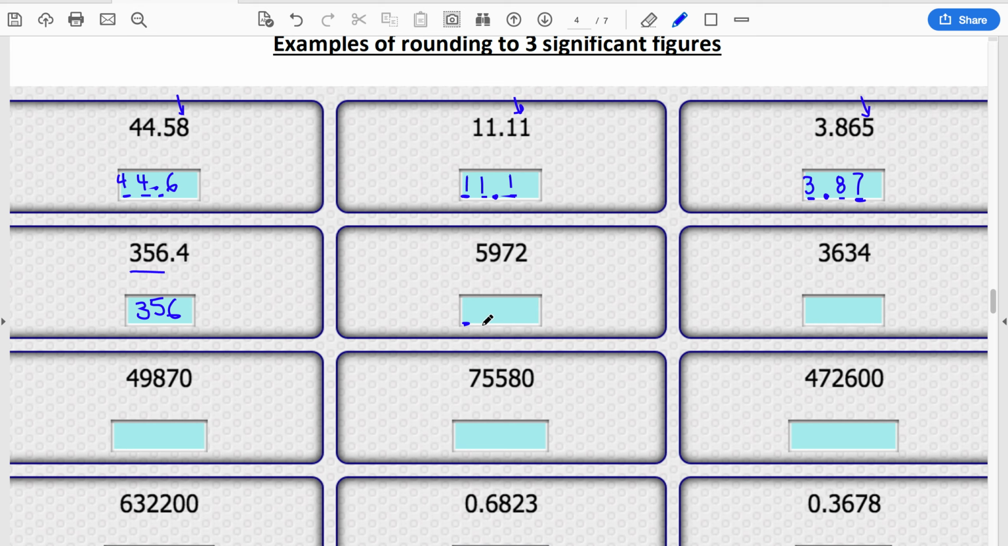This one here, I can do 3 significant figures, but since the number's in the thousands, I'm going to have to put a 0 on the end. So then I've got 5, I've got 9, and this 7. Will I leave it at a 7 or will I take it up to 8? The 2 tells me it'll stay as a 7.